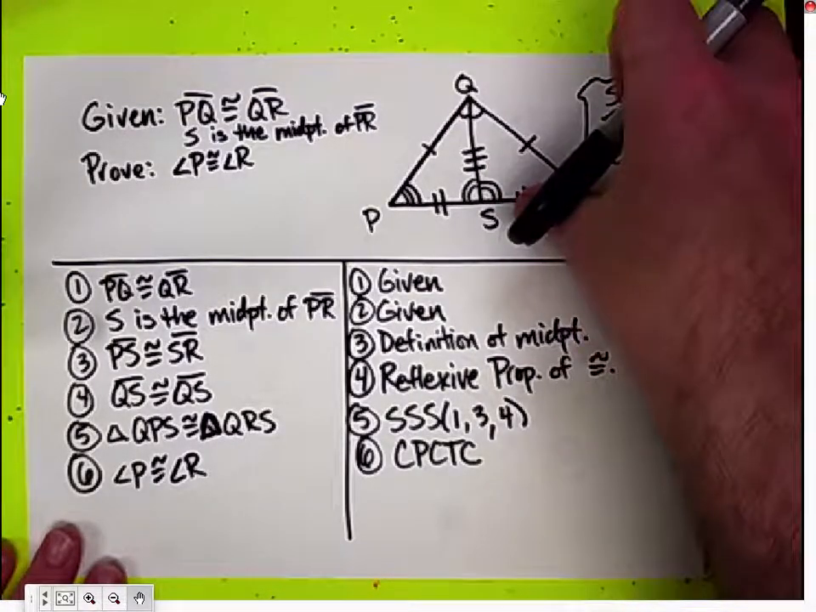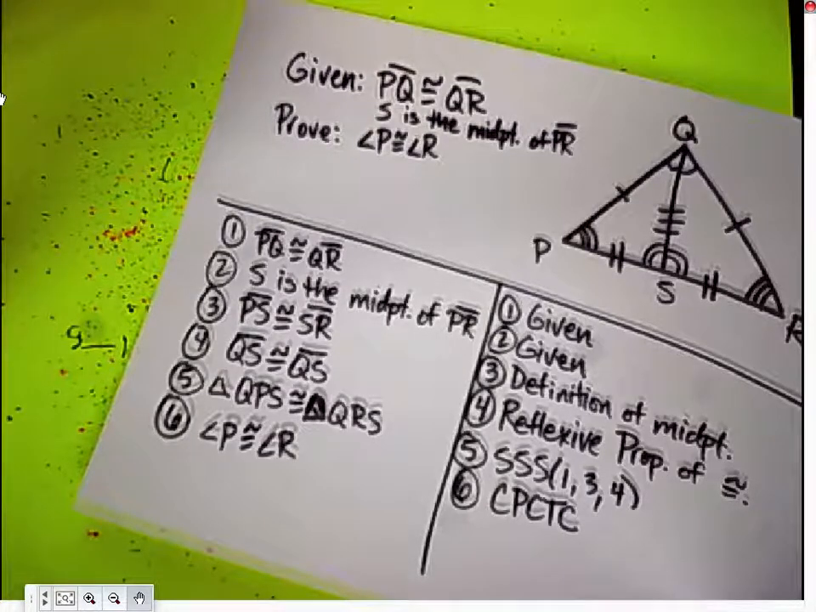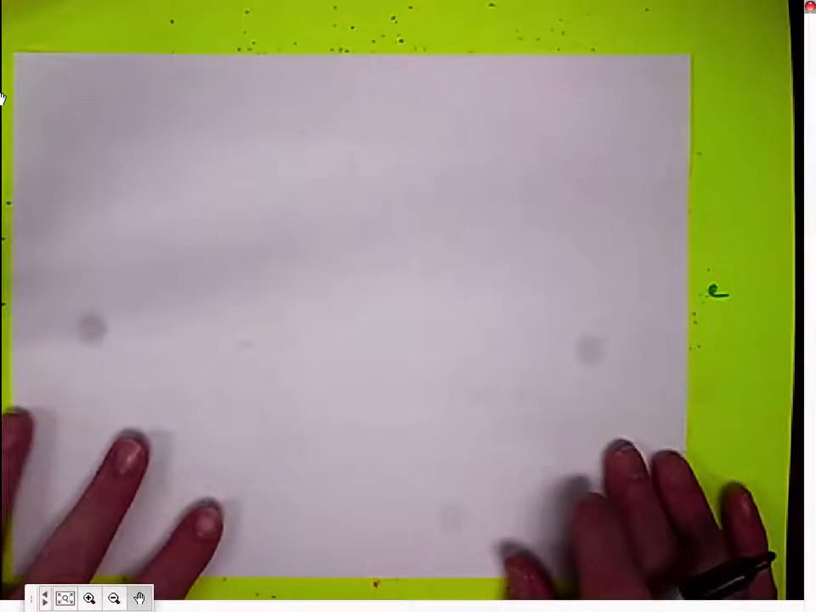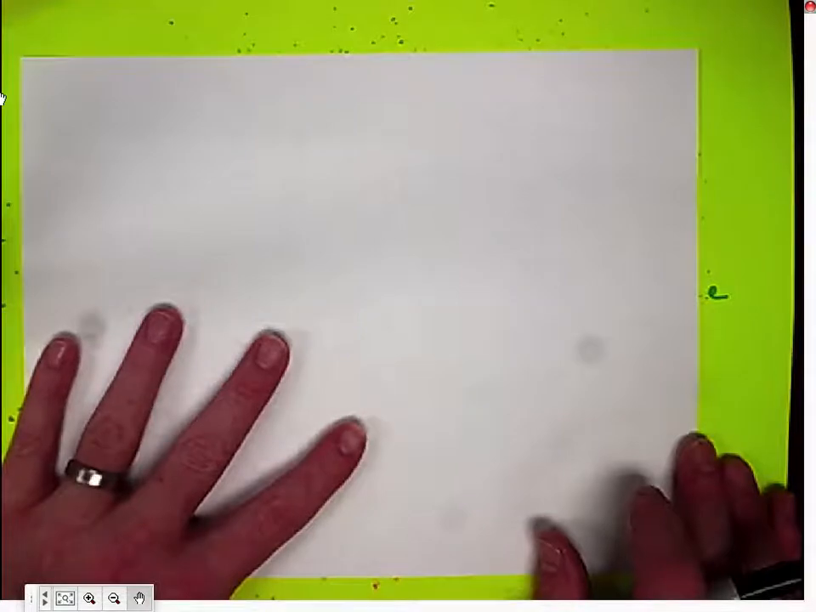Well, that's actually a biconditional. Do you remember what biconditional means? It can go in both directions. So the one we just said is: if two sides are congruent, then the opposite angles are. What would the reverse say? If two angles are congruent, then the opposite sides are.